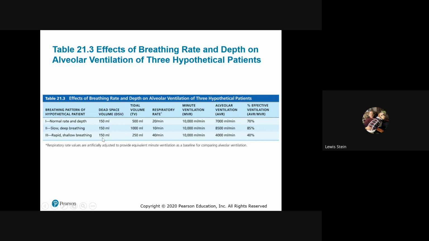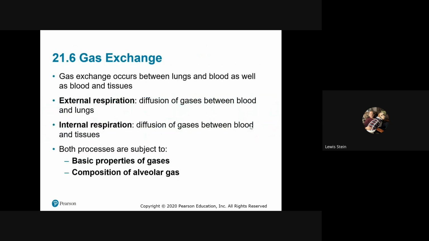But if we're doing it too fast, let's say we double the rate and halve the volume, rapid shallow breaths, we're still going to get the 10,000 in, but each one of those breaths only has 100 milliliters of use, and there's 40 of them. Now our efficiency is 40%. But if we take big breaths, double the volume in and halve the number, we're still going to get that 10,000, but because the dead space is only 10 times 150, it's 85% more efficient. And so that's really, really important.